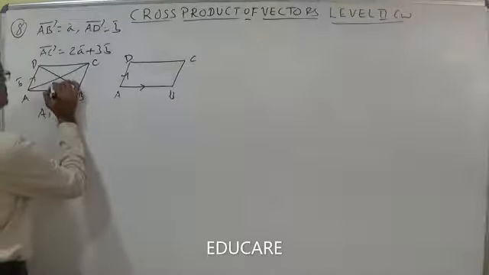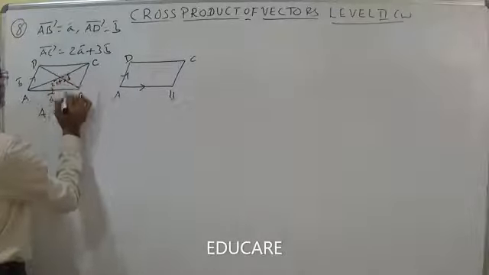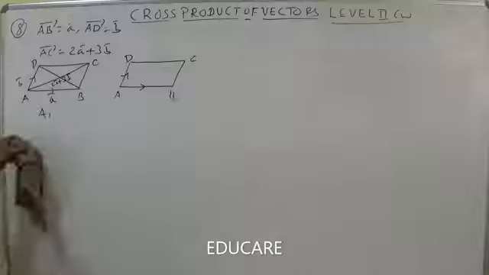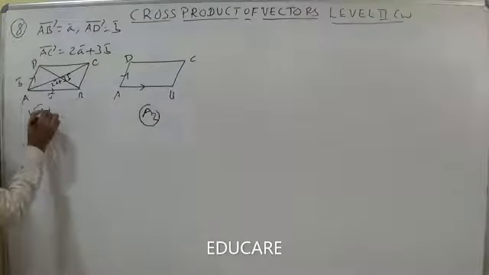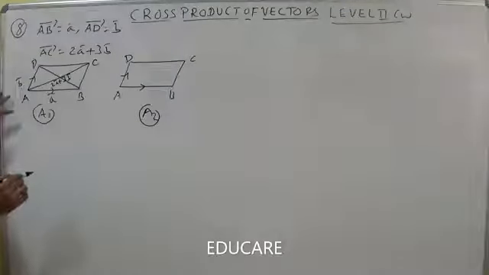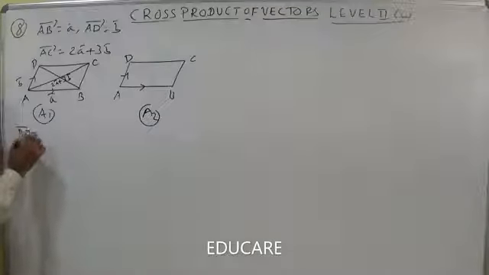Here AC is given as 2A bar plus 3B bar. Now we can calculate BD. This is area 1, this is area 2. Area 1, A1, I am writing as 1 by 2 AC cross BD. So let us calculate the value of BD.